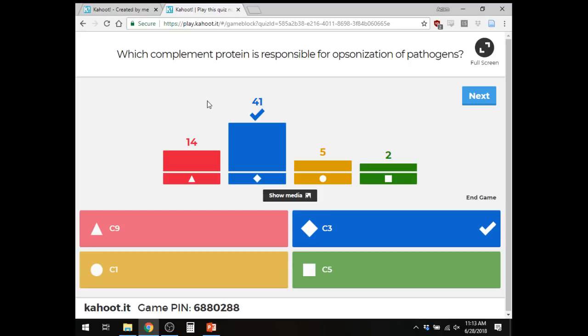C1's doing what? Part of the recognition proteins there, but C3 is the main one that's going to be doing the opsonization, right? Making it a target for other phagocytic cells to come in and actually eat up the pathogen, right? Good.